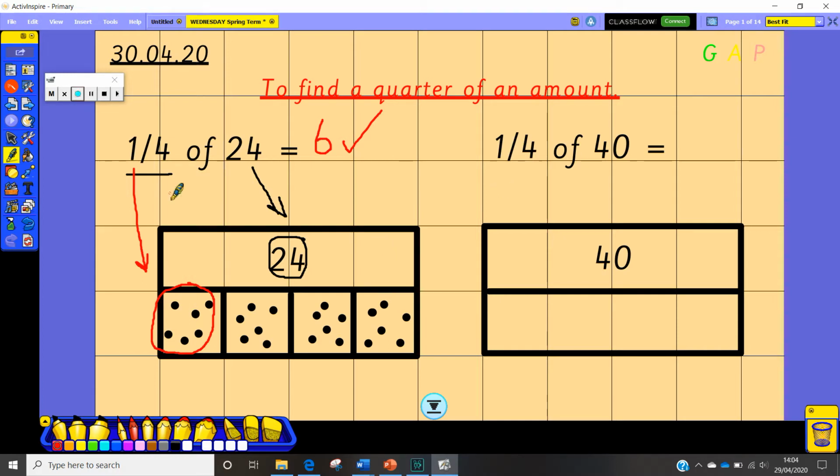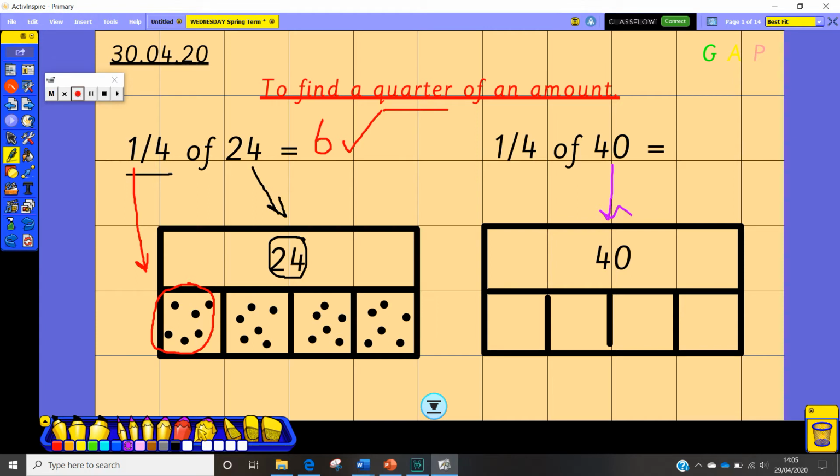Okay, let's move on to the next one. We're still finding quarters because our objective here is to find a quarter of an amount. So job number 1, we need to check and read the question. It says 1/4 of 40 this time. Next job is to draw your bar model, which I again have started here, and put your whole number in the top box as I have done here. And then we just need to split my bar into my 4 quarters. So 1, 2, 3 and 4, which we have got there.